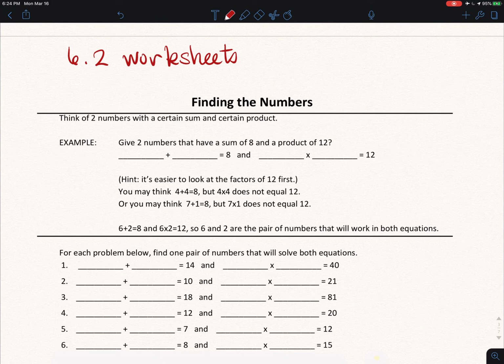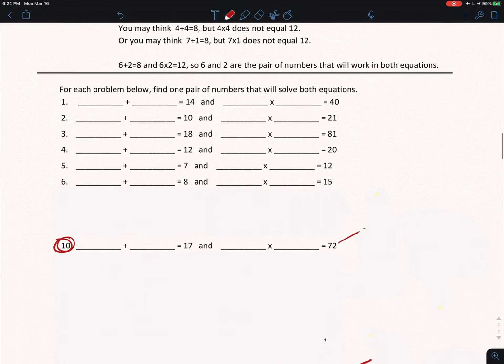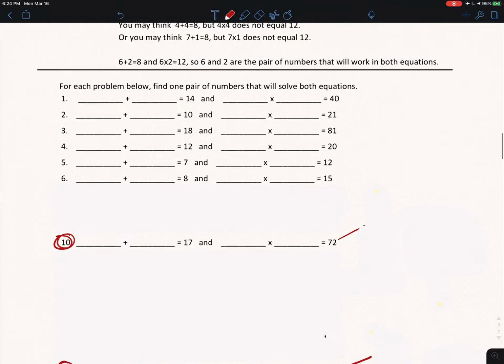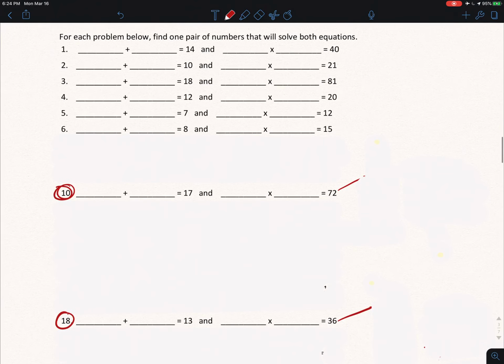Now we actually started on this worksheet, but I wanted to just go back and remind you of what it was like. So I want to do just a few of these. I'm going to do number 10 and number 18 on the first page, and then I'll do a couple more on the second page. So let's look at number 10. Remember that what you're doing here is, read the directions.